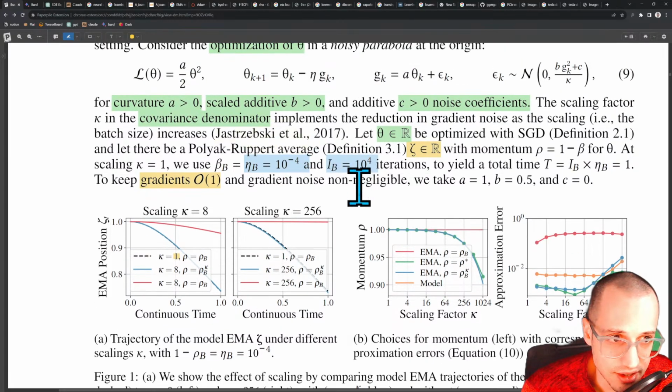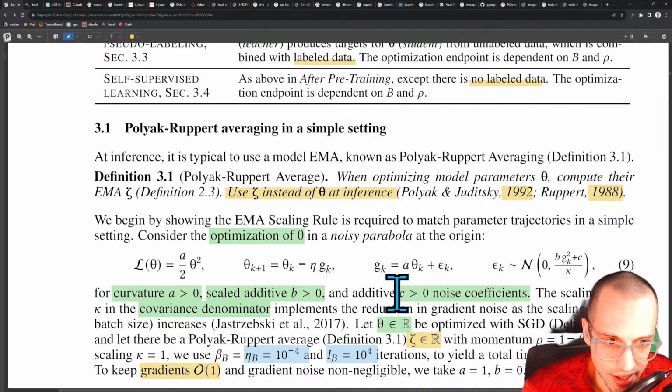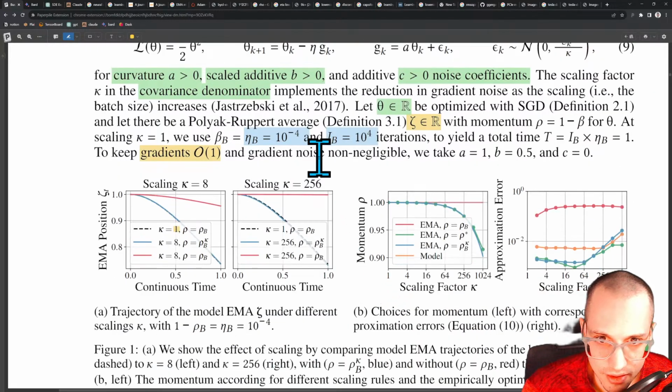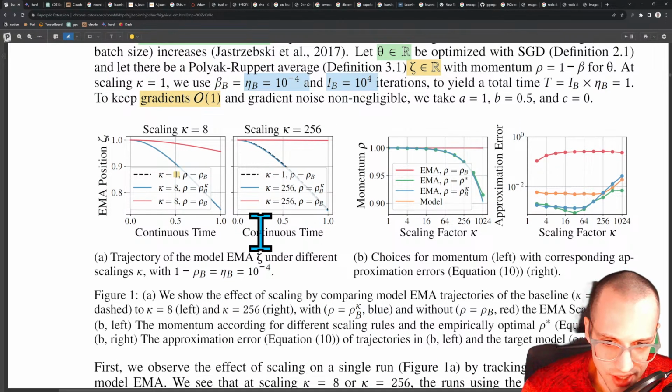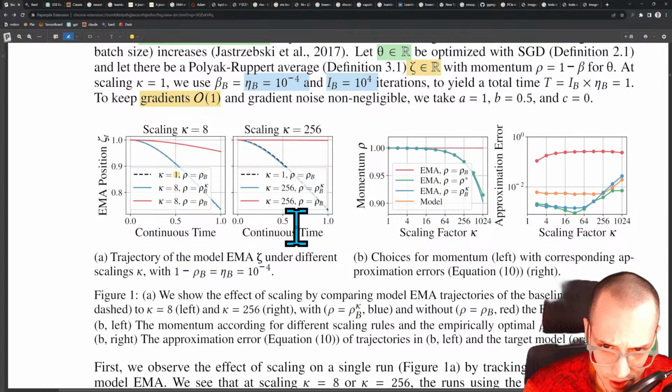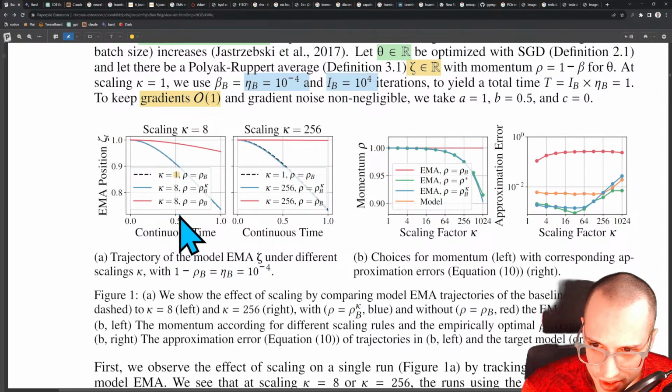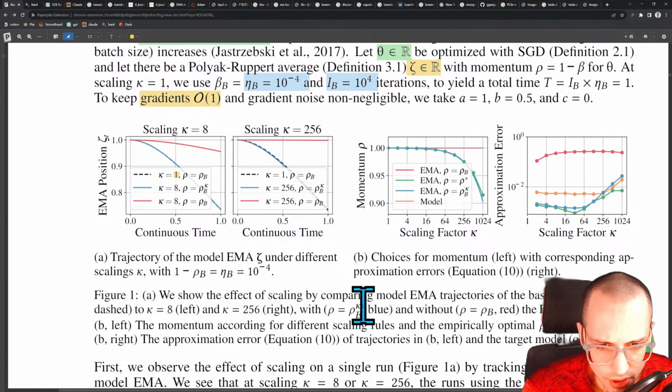And again, the batch size is just dependent on k. So if you remember, the batch size is like k times 1, I guess. Everything is dependent on k, right? The whole point of these scaling laws is that all of the hyperparameters are just based on the scaling factor k. So we can see that if you increase this k, your EMA positions, what is this, continuous time? The momentum according to different choices, and the approximation error of trajectories in the target model. Okay, so what are they showing here?